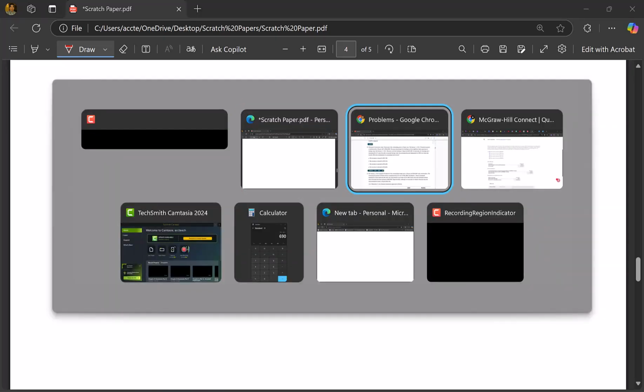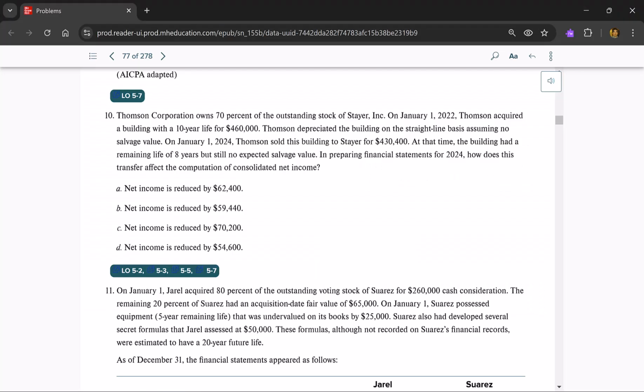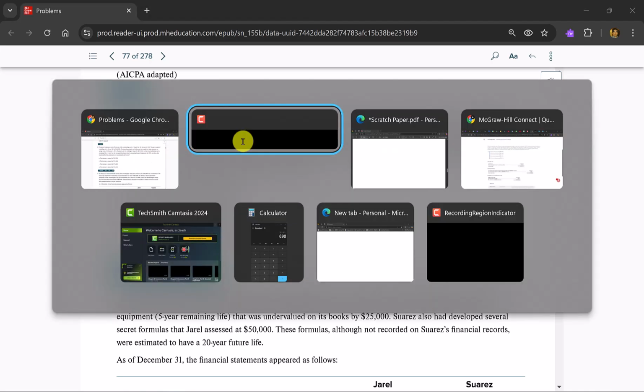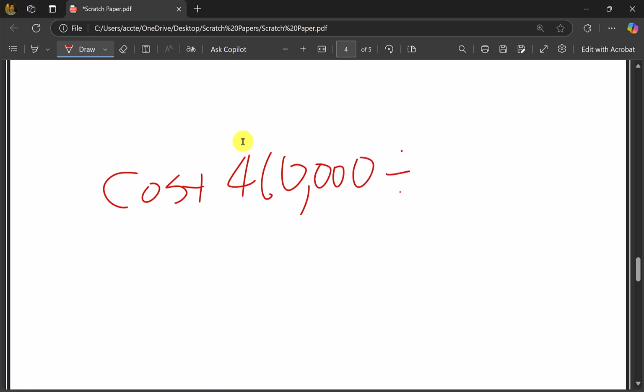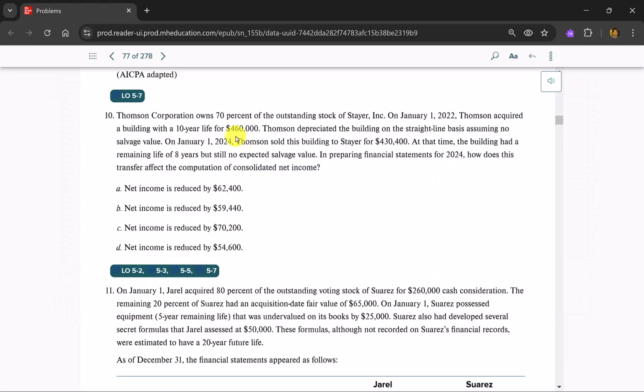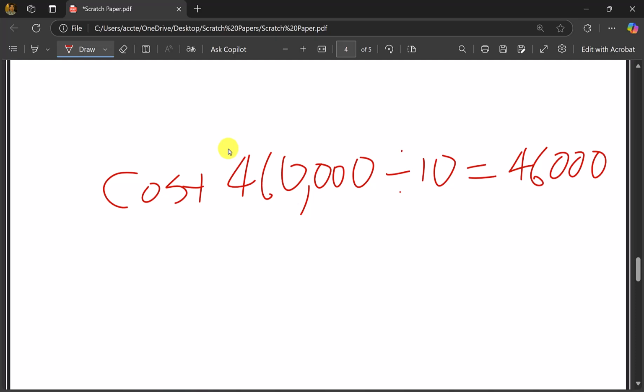So let's calculate the remaining costs at the time we sell. We start off with 460,000 as the original cost, and we divide that by 10 years. One year of depreciation is 46,000. But 2 years have passed: all of 2022, 2023, and now we're at the beginning of 2024. So just 2 years, yeah? So multiply this by 2.